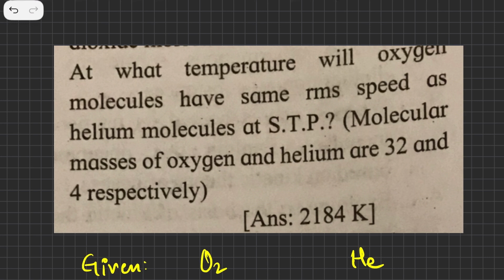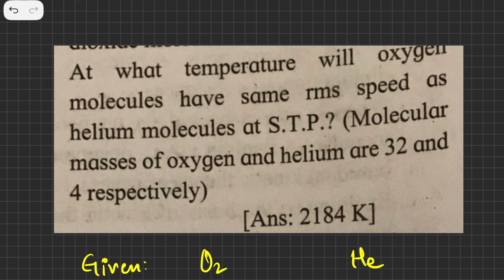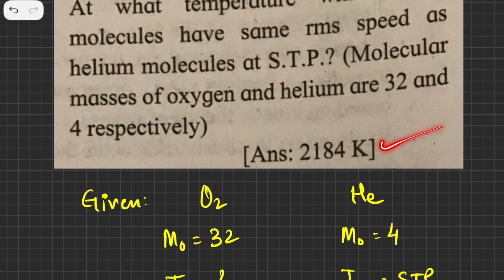So they are given two gases, one is oxygen and the other is helium. There are two gases and they are saying same RMS speed, that is RMS speed is the same. They have also given the molar mass for oxygen and helium. In case they didn't give us, we would have easily found out. And they are asking what is the temperature of oxygen. However, helium is at STP, that is 0 degrees Celsius. So at what temperature would the RMS speed be the same? The answer has to come out to be this.